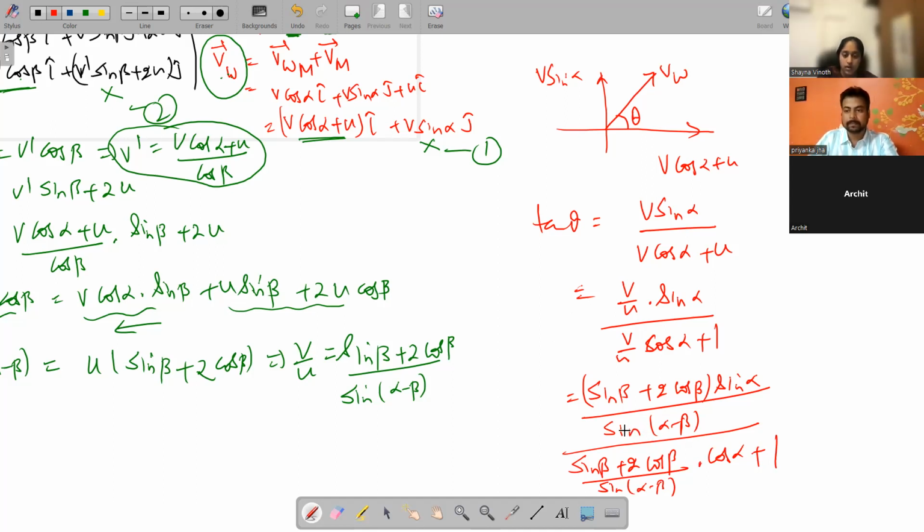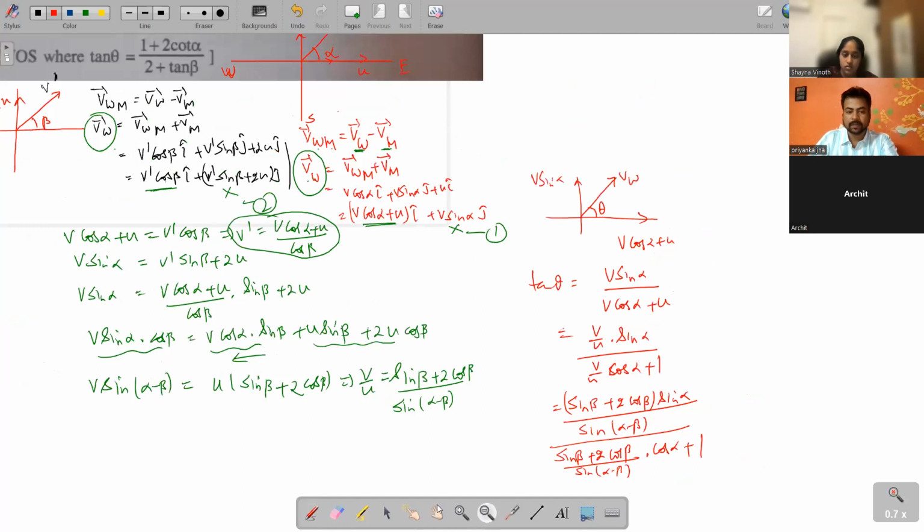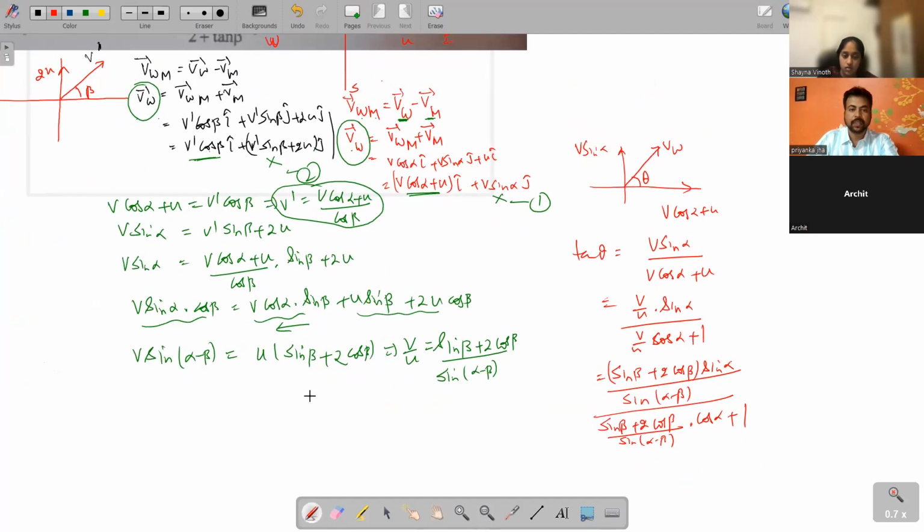So how did you get V by U, sir? From here, after comparing, from this equation we got V dash, put in this equation. No, not that, sir. Tan theta equals V sin alpha by V cos alpha. If there are two vectors, suppose. So the next step. No, the step after that.